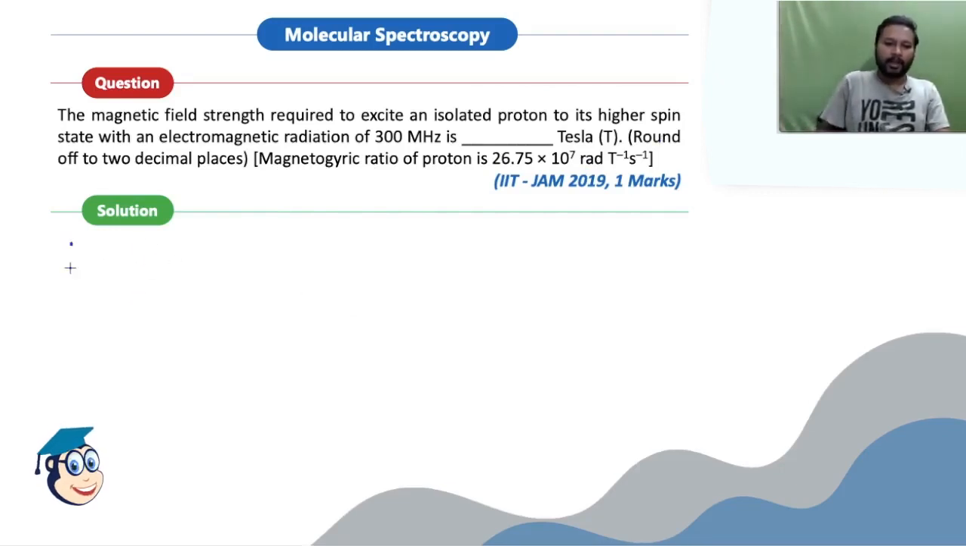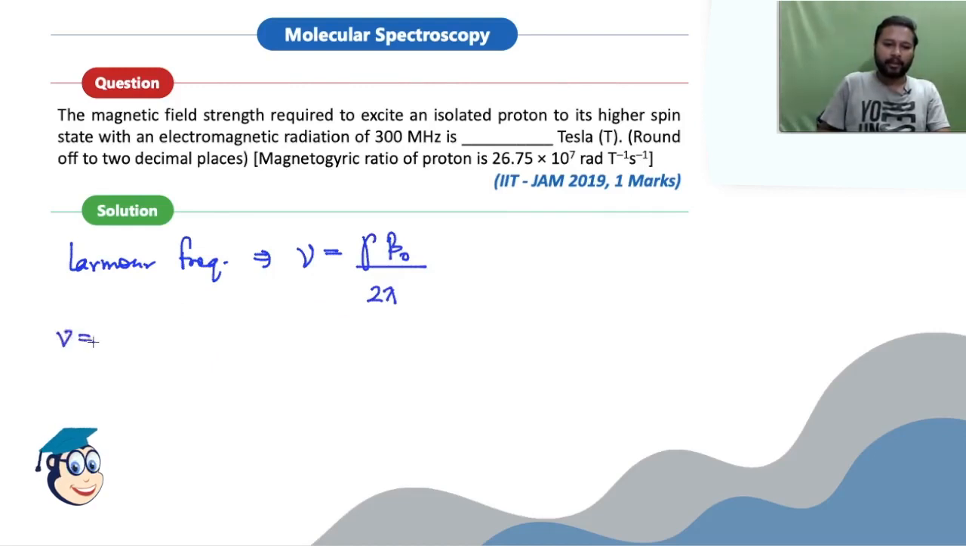So basically your Larmor frequency, or Larmor precession frequency, is given by this particular formula, that is nu is equal to gamma B naught divided by 2 pi, where gamma is your gyromagnetic ratio, B naught is your magnetic field which you are providing, and nu is the frequency. Now it's given, right? Frequency is given to us.